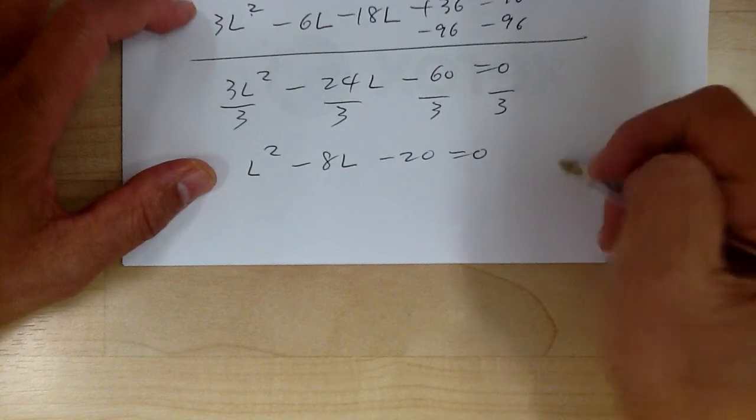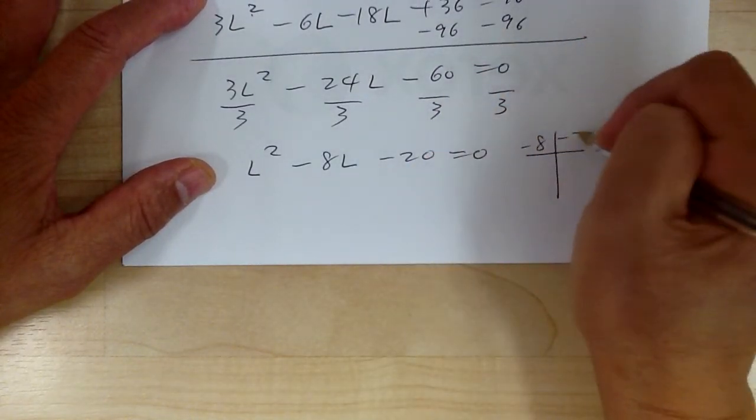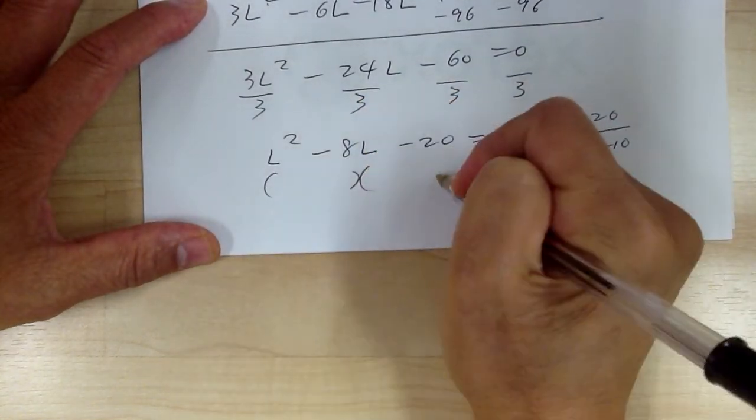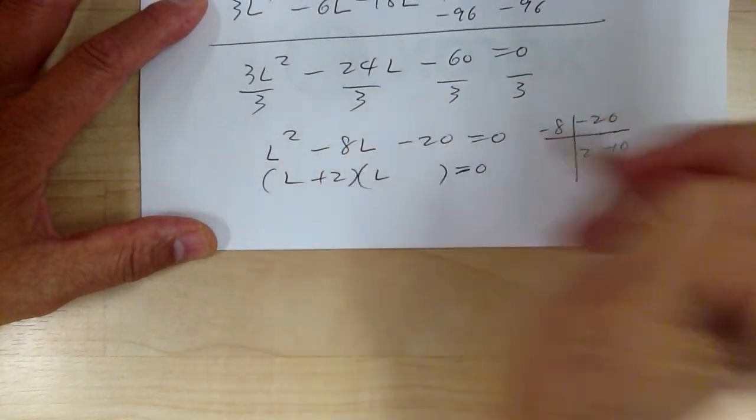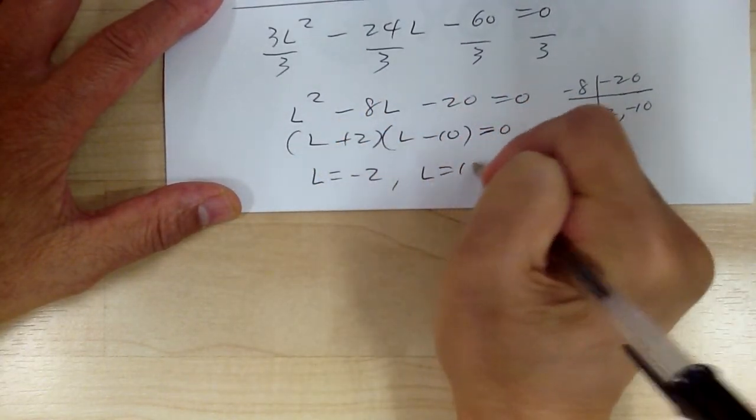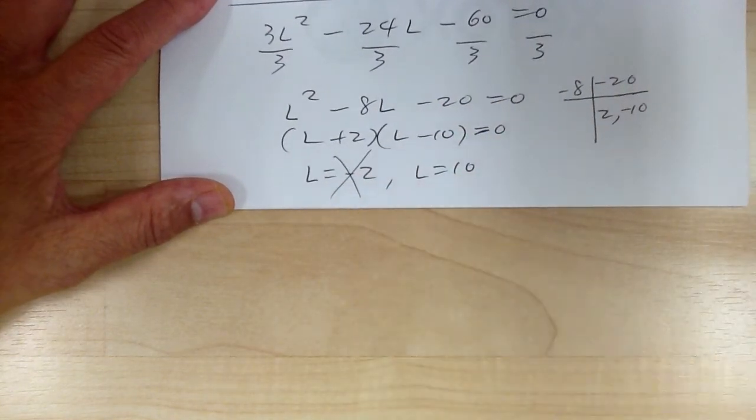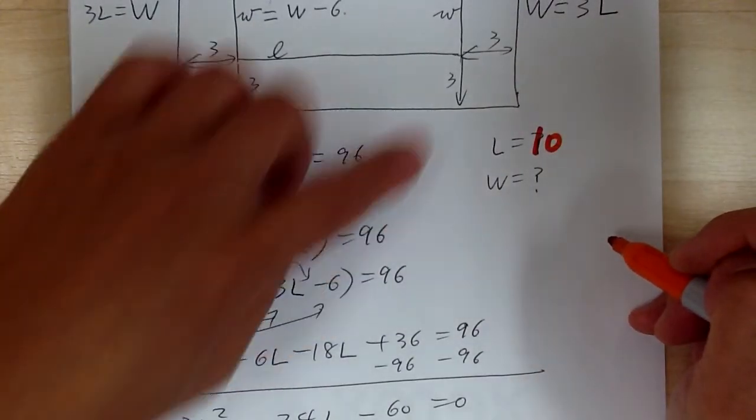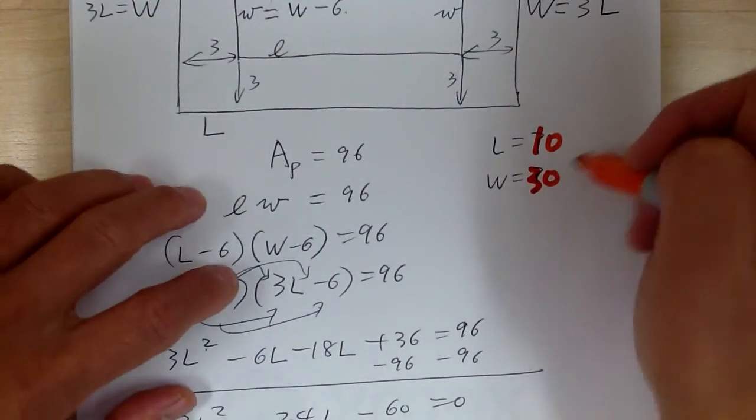So go ahead and do the factoring. Step 1, cannot. Step 2, perfect square, no. Step 4, master product. So you're going to get 2, negative 10. So over here you can just go plus 2, minus 10. So you're going to get L equal to negative 2 or L equal to 10. Now a negative dimension cannot work, right? It's a real object. So L equal to 10. Once you find L equal to 10, come over here. L equal to 10 and W is 3L, so it'd be 30. And the label would be inches.